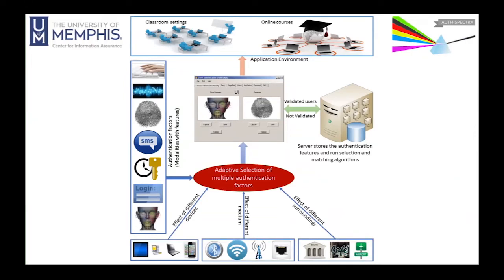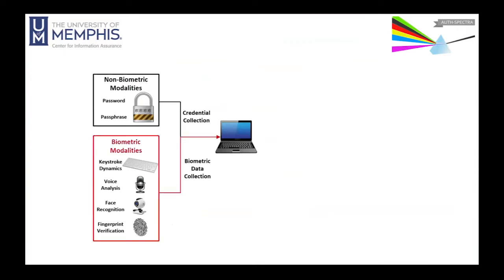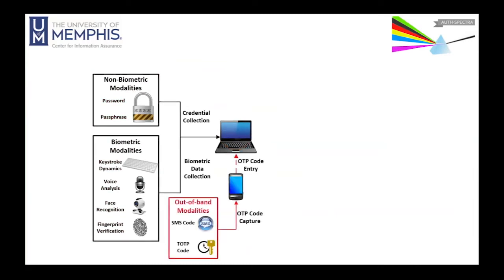The novel aspect of the invention lies in the design of an algorithm that determines the optimal modalities given the user's operating environment and previously used modalities. The MFA system uses both biometric and non-biometric authentication modalities. Our prototype includes keystroke, voice, face, and fingerprint biometrics, as well as the standard password and passphrase modalities. No biometric data is stored on the client device.